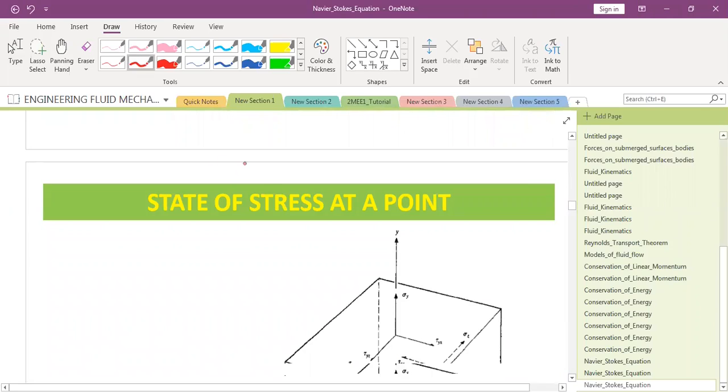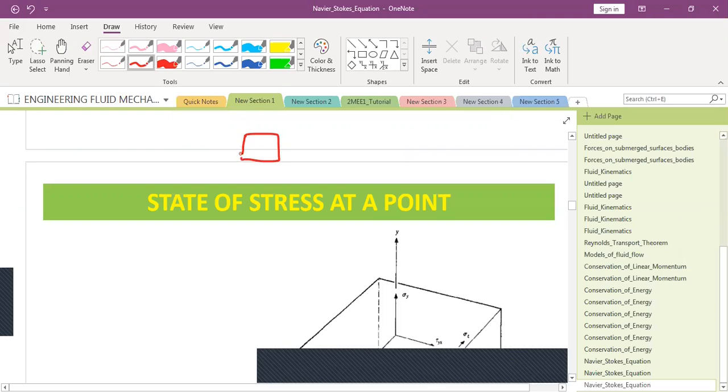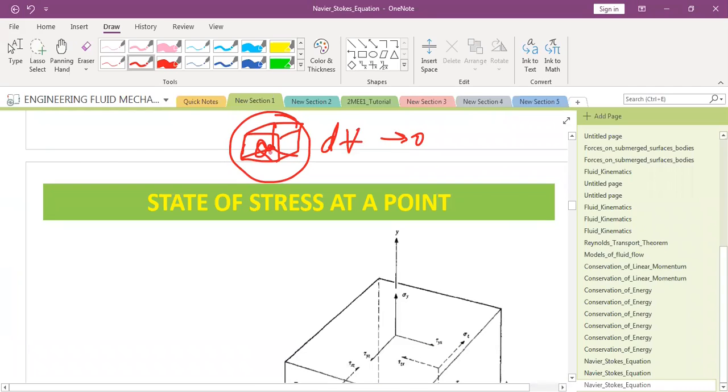So I'm starting with today's discussion. Yesterday we were discussing stress at a point. We defined stress at a point by considering a differentially small control volume about that point, and in the limit, taking this differentially small control volume to zero, we could define stress at a point Q.